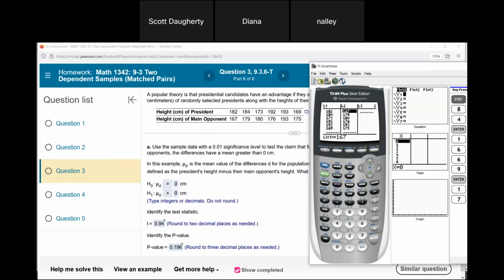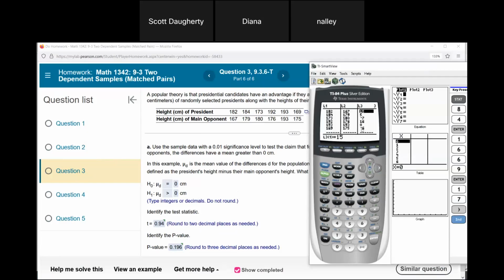So the easy way to do that is once you've entered them in, you can go to L3. Notice I've got the cursor here up at L3, and then you can type in a formula for how you want to calculate L3. All I'm going to do is take L1 minus L2, and L1 is this button here. So L1 minus L2. And then when you press enter, it will go ahead and do L1 minus L2 for every matched pair. And these are your sample differences right here.